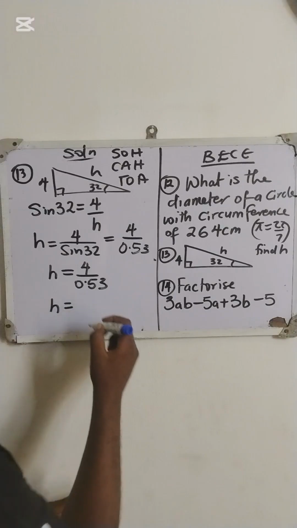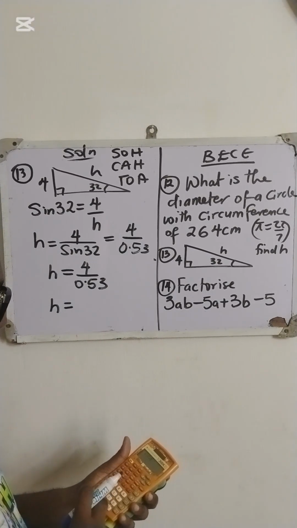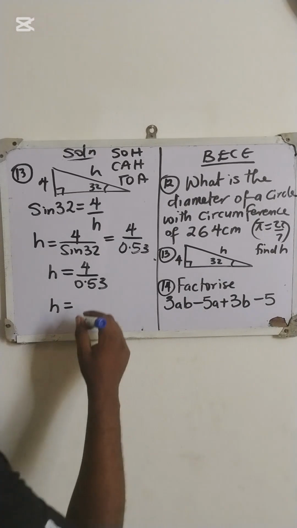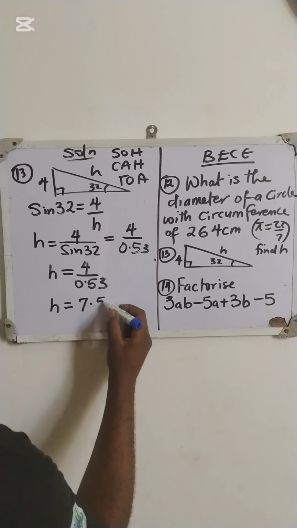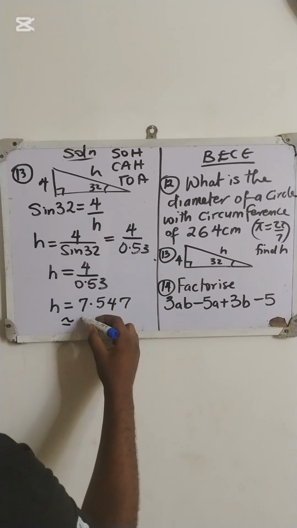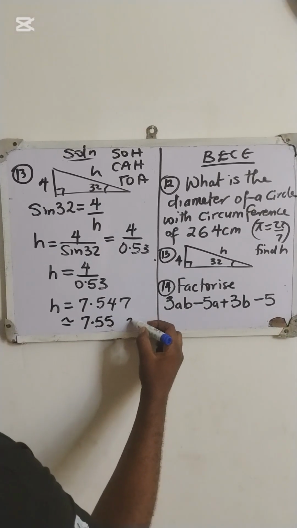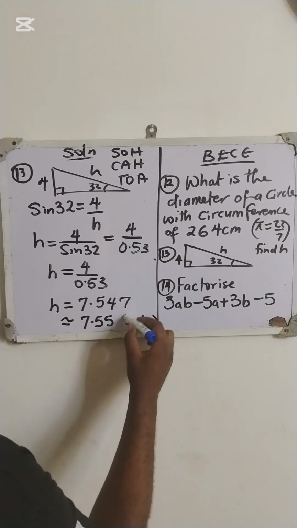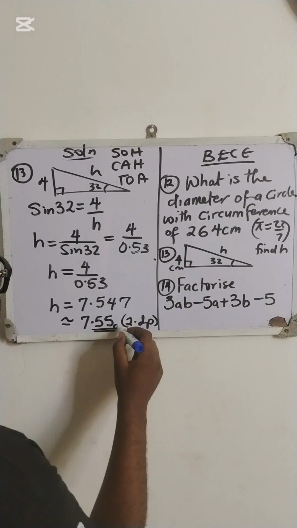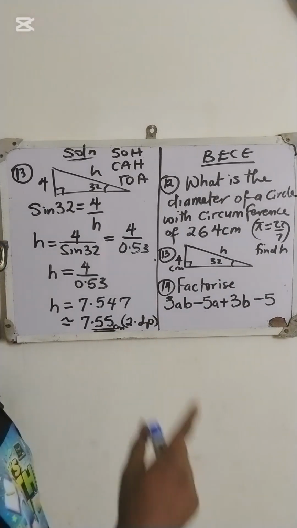That means our H is 4 divided by 0.53, which is 7.547. So we can leave our answer in one decimal place as 7.5, or 7.55 in two decimal places, as the case may be. So that's our answer. If this is in centimeters, this has to also be in centimeters. So that's it for number 13.